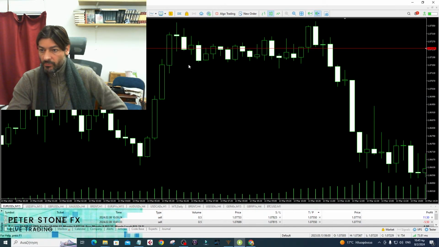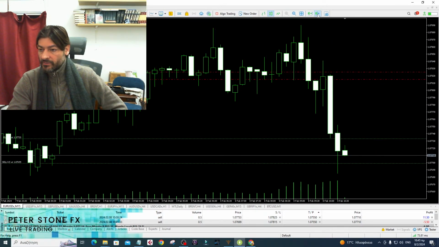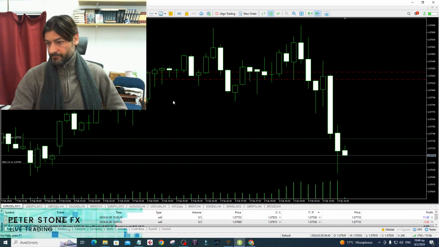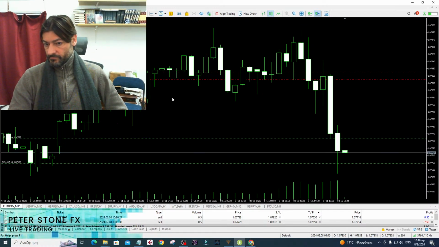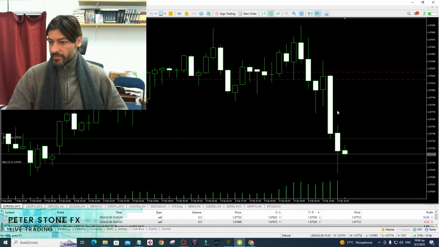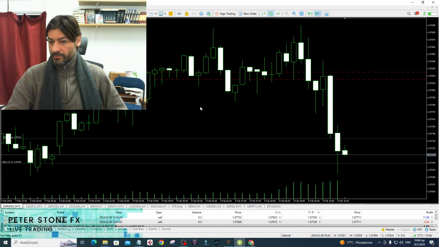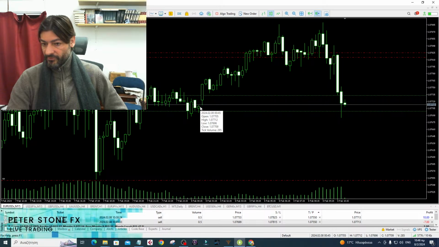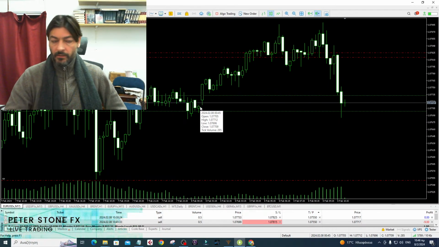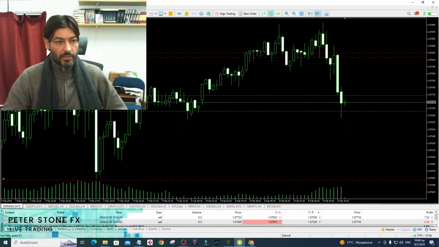Okay, so let's see where we are in the 15-minute time frame. If it goes up, here is a sell again, because it's the 15-minute time frame and it's very strong. Let's see the economic calendar.